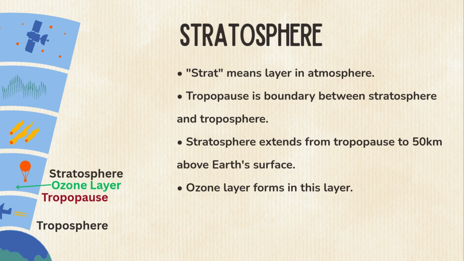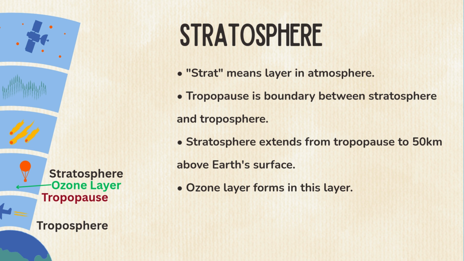The stratosphere, derived from the word "strat", meaning layer, is the second major layer of Earth's atmosphere, lying just above the troposphere. The boundary between the two is called the tropopause, a region where airplanes commonly fly. The stratosphere itself stretches upward from the tropopause to about 50 kilometers above Earth's surface and is organized into its own distinct layers. One of the most important features of this region is the ozone layer, a thin band of ozone molecules located approximately 15 to 30 kilometers above the ground.